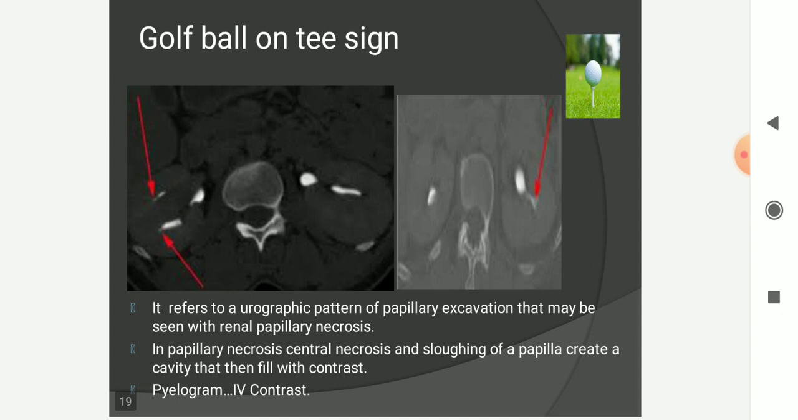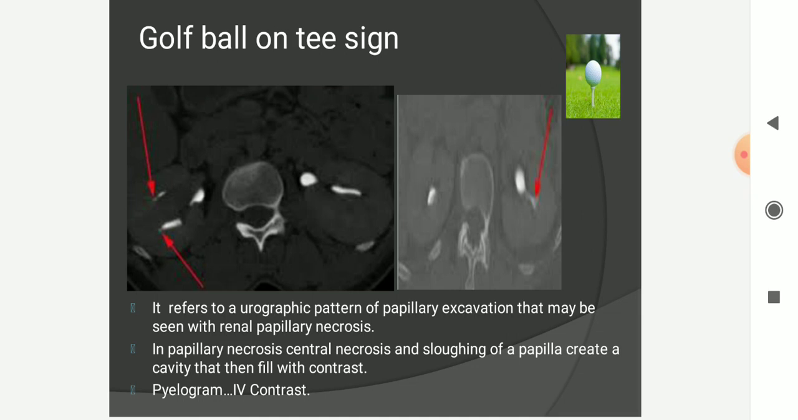The other sign is golf ball on the tee sign. It is referred to a urographic pattern of the papillary excavations that may be seen with renal papillary necrosis. In papillary necrosis, the central necrosis and sloughing of the papilla create a cavity that is then filled with a contrast. So here the main problem is the dilation of the papillae due to some bacterial infections or some other cause. Okay, there should be necrosis of the papillae. So the material which is used here again, that is iodine contrast, and which is given intravenously, and the method is pyelogram.